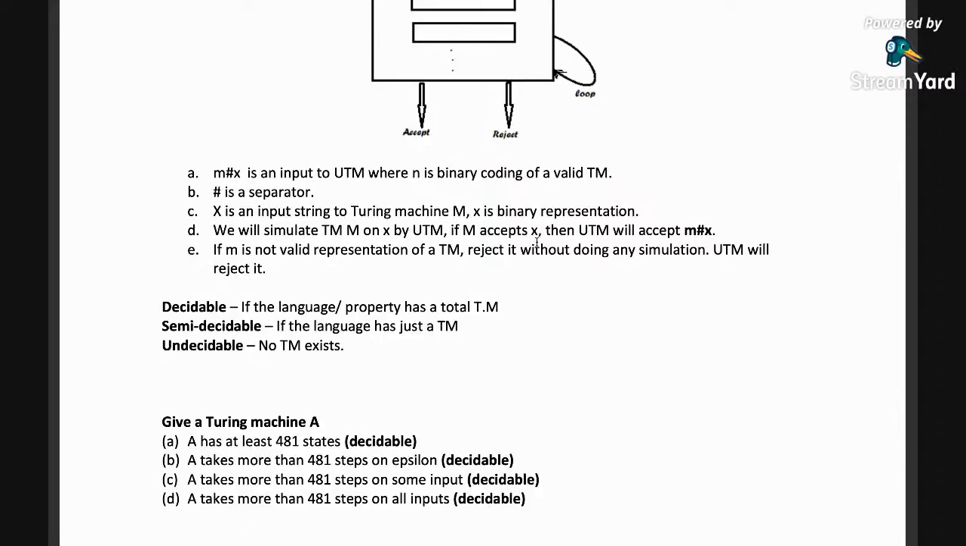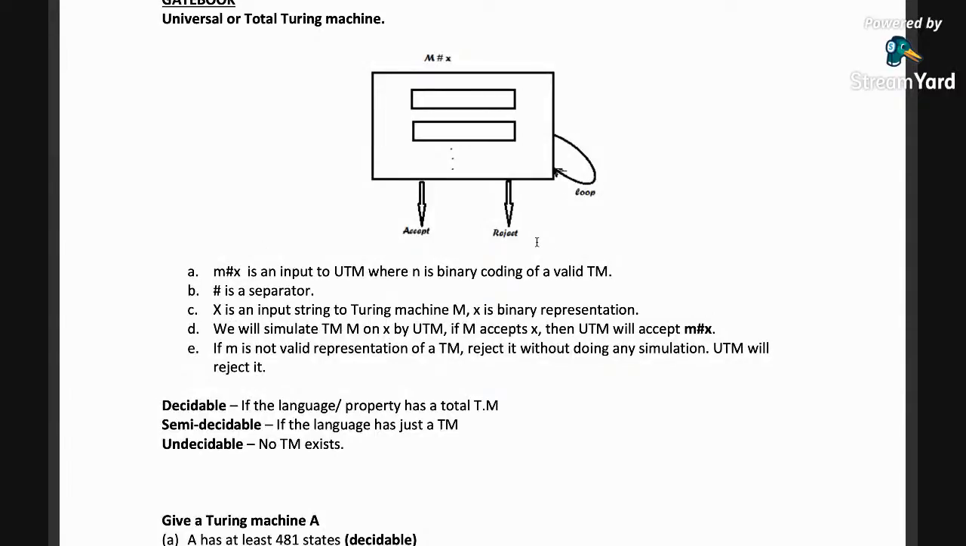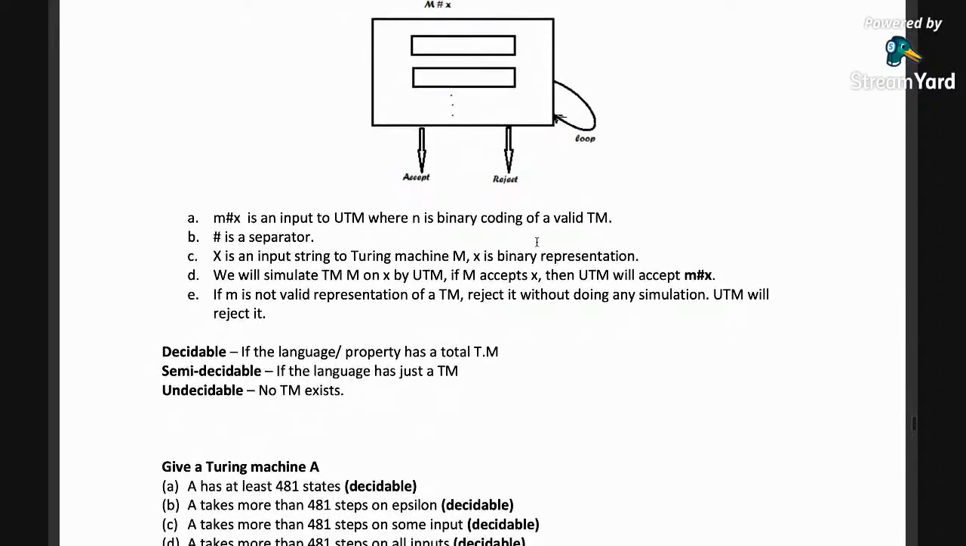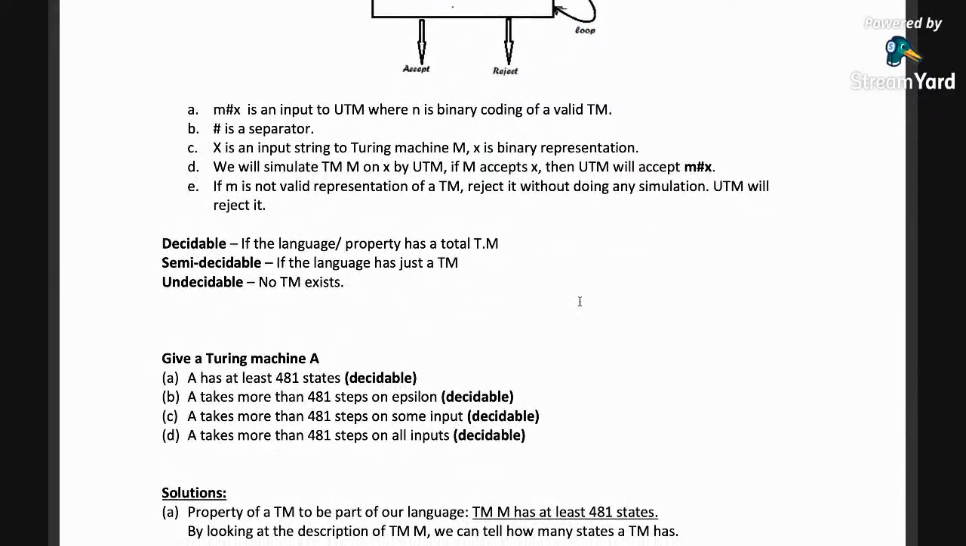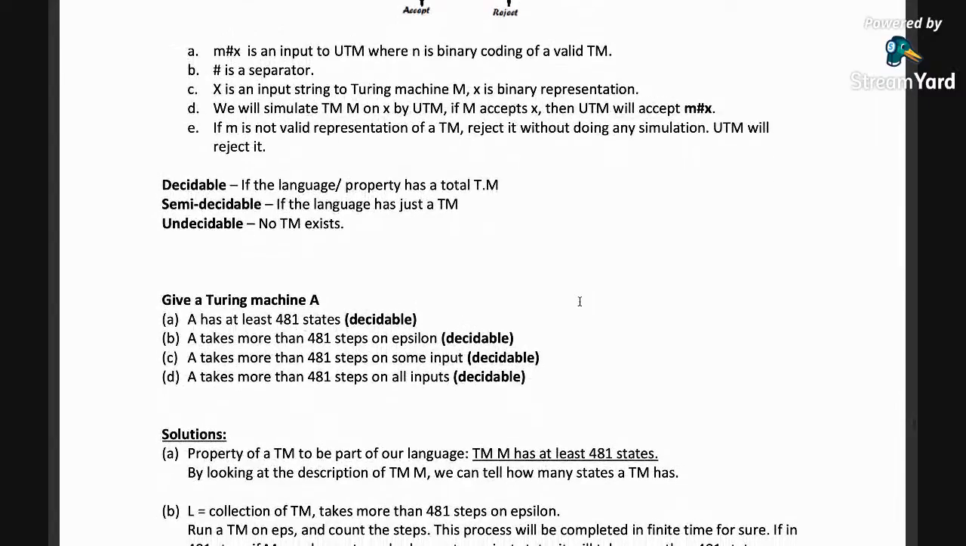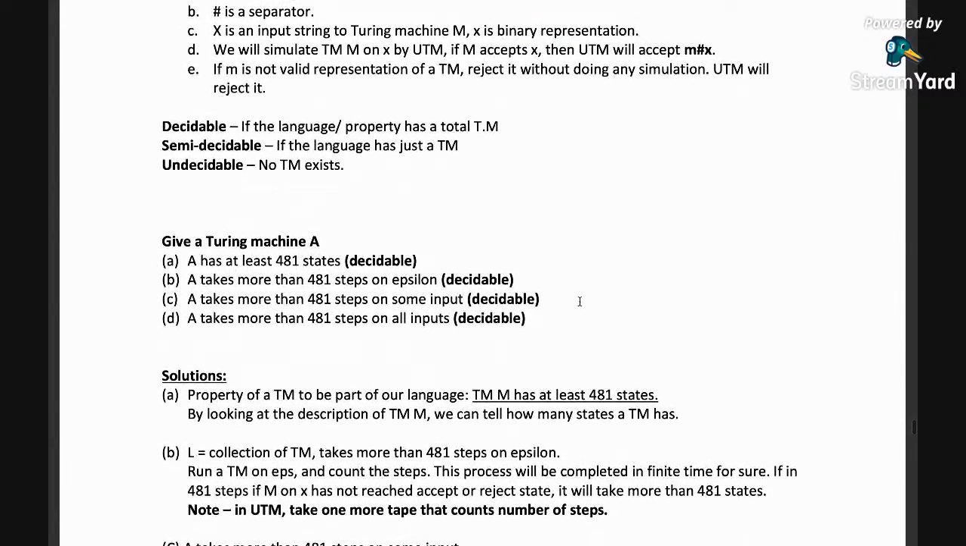If M accepts X, then the universal Turing machine will accept M hash X. If M is not a valid representation of a Turing machine, reject it without doing any simulation. Decidable if the language or property has a total Turing machine. Semi-decidable if the language has just a Turing machine. Undecidable if no Turing machine exists.